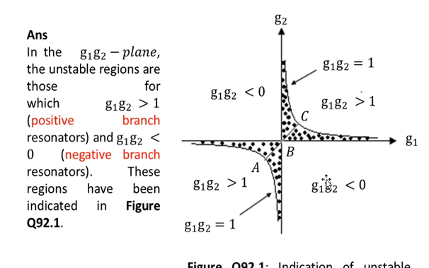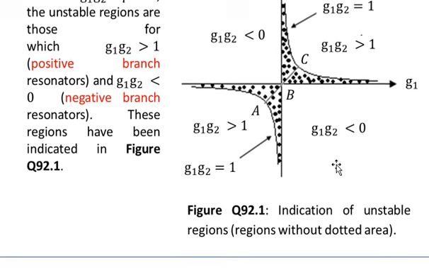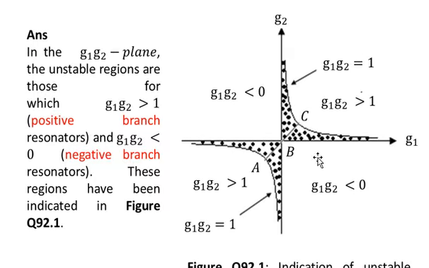Now look at the two curves represented by the product of G1 G2 equal to 1, the curve in the first quadrant and also the curve in the third quadrant. These two curves are actually at the margins of the stability. Between these curves and the G1 and G2 axes, you can see the black dots, and black dots are the indication of the stable region. So the caption of figure 1 is indication of unstable region, that is the regions without dotted area. Thus the regions in the dotted area are the regions of stable resonators.